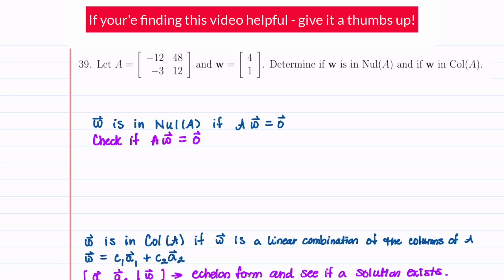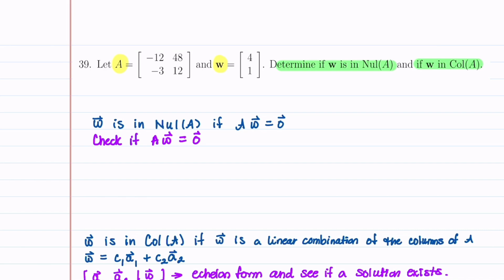In this problem, we're given a matrix A and a vector W, and we're asked to determine if W is in the null space of A and if W is in the column space of A. Before we solve this problem, I want to go over a little bit of theory so that we can understand what we need to do. W is in the null space of A if matrix A times vector W is equal to the zero vector.